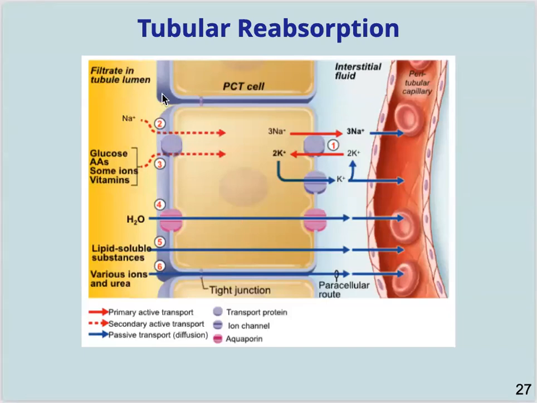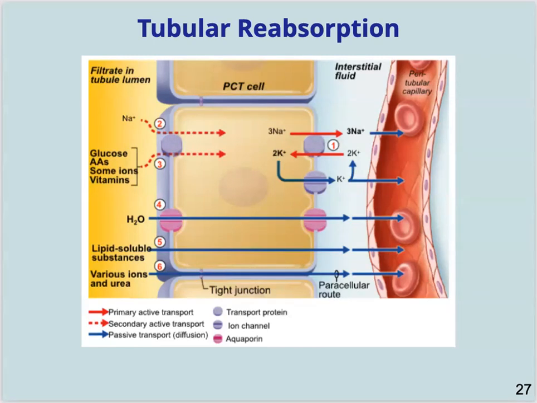Now, these tubular cells have polarity to them. We've got the apical side, and then we have the basolateral side. And tubular reabsorption can either occur through a transcellular route, meaning it passes through the apical membrane and then the basolateral membrane before it reaches the circulation, or it can utilize a paracellular route in which it passes in between the cells.